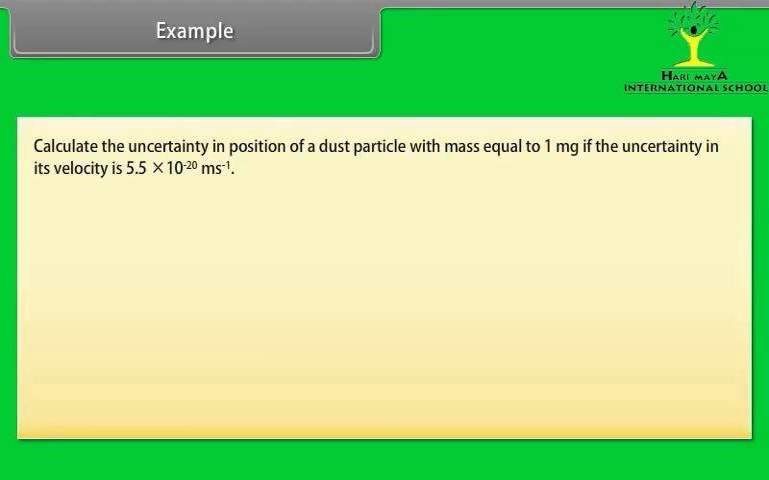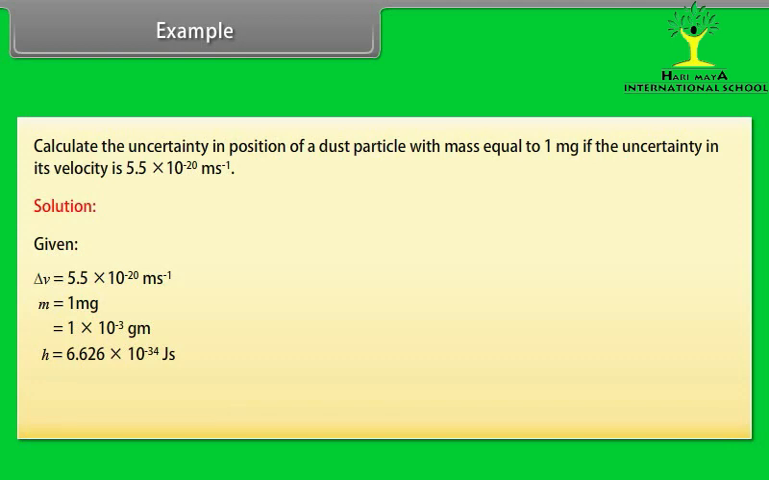Example: calculate the uncertainty in position of a dust particle with mass equal to 1 mg if the uncertainty in its velocity is 5.5 into 10 raised to the power minus 20 meter per second. Solution. Given delta v is equal to 5.5 into 10 raised to the power minus 20 meter per second. m is equal to 1 milligram, which is 1 into 10 raised to the power minus 3 gram. h is equal to 6.626 into 10 raised to the power minus 34 joule second.